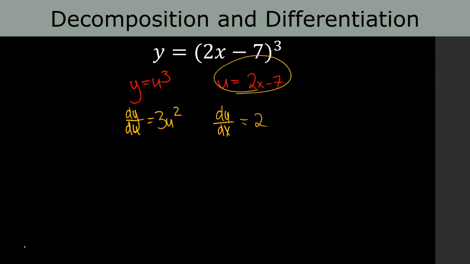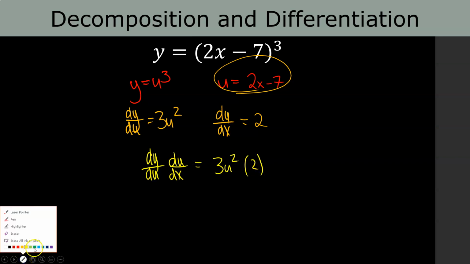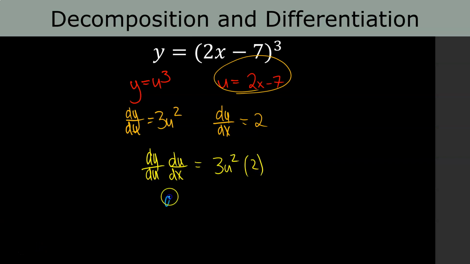So dy du multiplied by du dx is dy du multiplied by du dx. And what do we end up with? We end up with the derivative with respect to x of the quantity 2x minus 7 cubed is 3 times 2x minus 7 squared times 2.